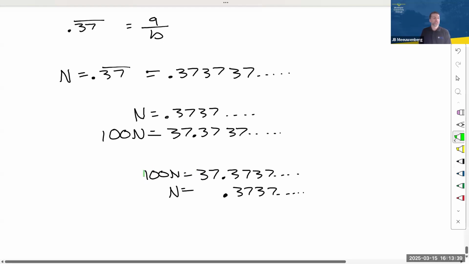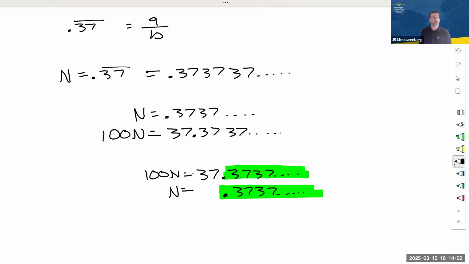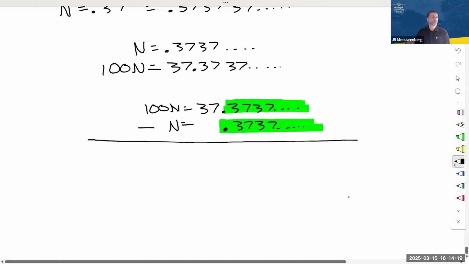Notice that in both of these numbers that we've created, the decimal parts of them are identical. Okay? Everything from the decimal point on is the same. It's exactly the same. The decimal portion of both of these numbers is going to have point and then 37, 37 repeating. 100n has the 37 also in front of the decimal. So the little technique we're going to use here is we are going to take 100n and subtract n from it. We're going to do a little subtraction problem.